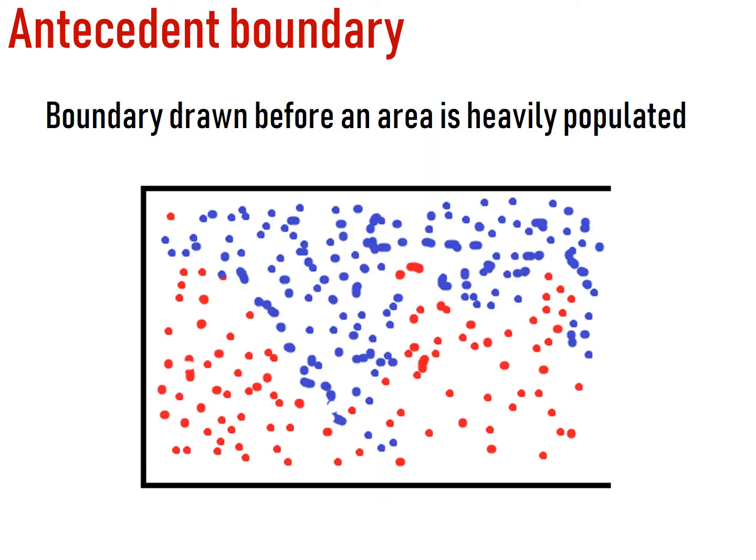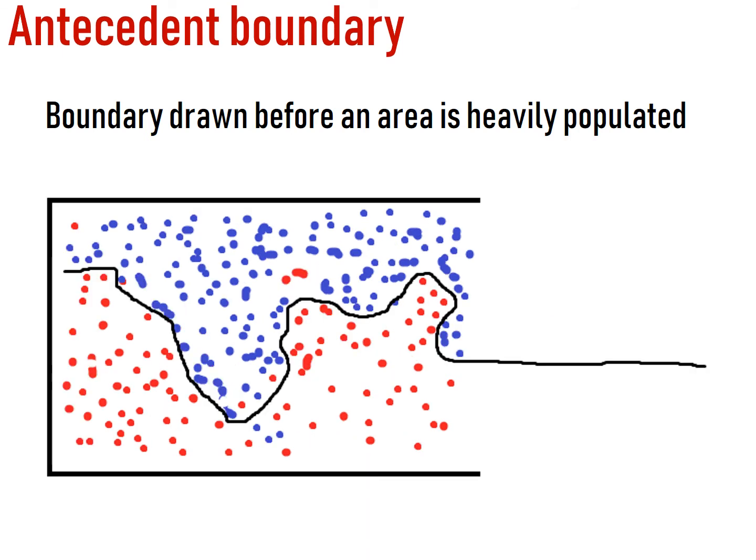And then antecedent boundaries: boundaries drawn before an area is heavily populated. So say we take into consideration the ethnicity and then just draw a line afterward. So then the red dot people have their side, the blue dot people have their side, and then everybody's happy and not going into each other's territory.